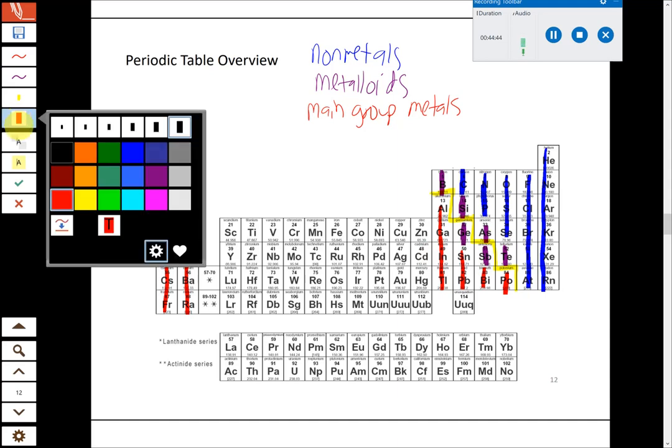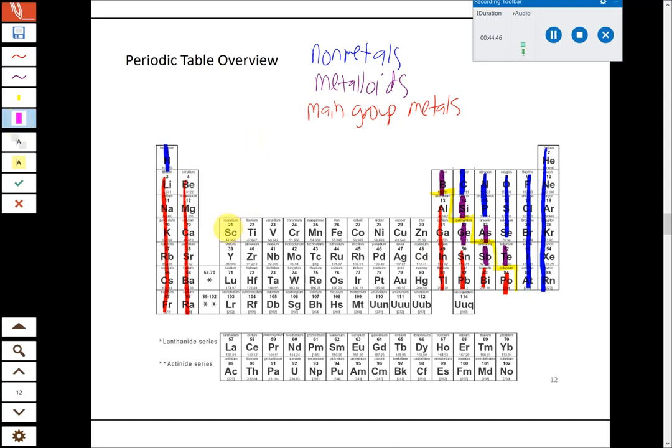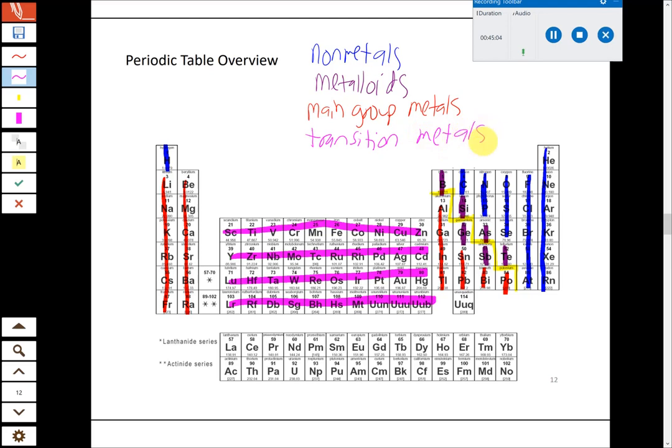let's see, a different color here. This D block of the periodic table, those 10 columns, are referred to as transition metals. So they're on the left side of the periodic table, they're all metals, but we call them transition metals when they occur in this middle part of the periodic table. They transition from the left to the right, if you want to think about it that way. So those are all called transition metals.